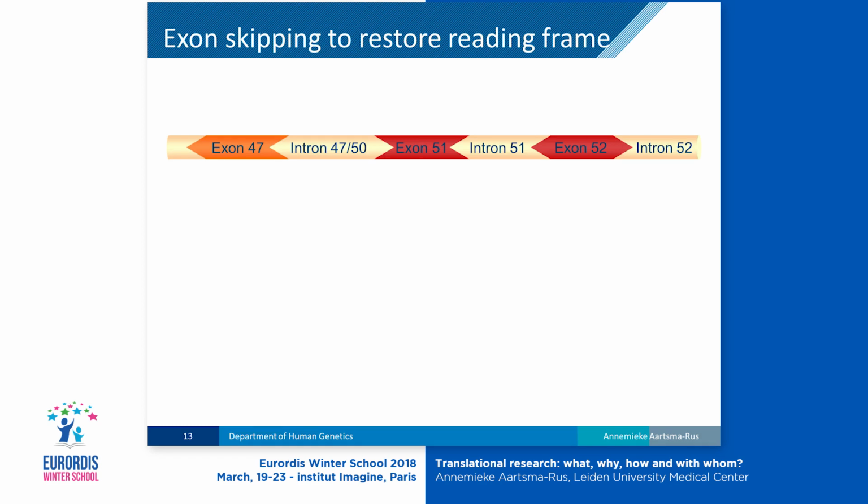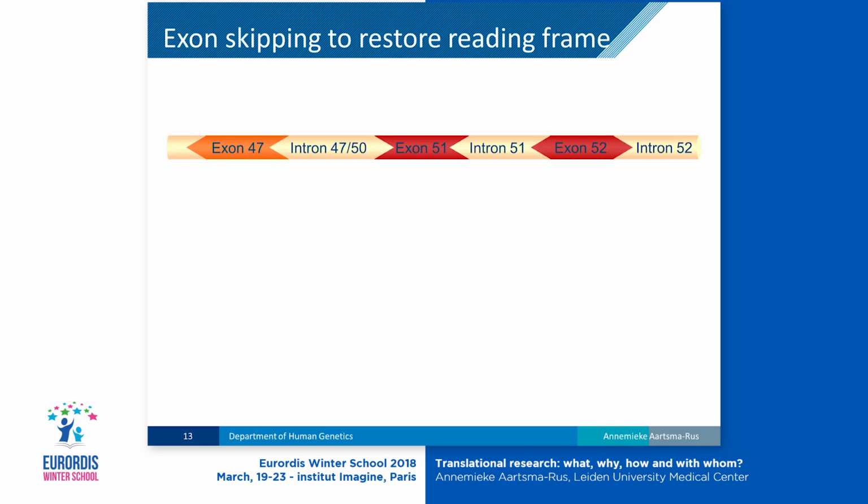So if this patient could somehow, during the splicing process, so this is the process where all these exons are recognized and linked together before they can be translated, if we can manage to make the cell bypass exon 51 in this case, then the genetic code would be restored. And then this Duchenne patient would be able to make a Becker-like protein. Now, how can we do this?